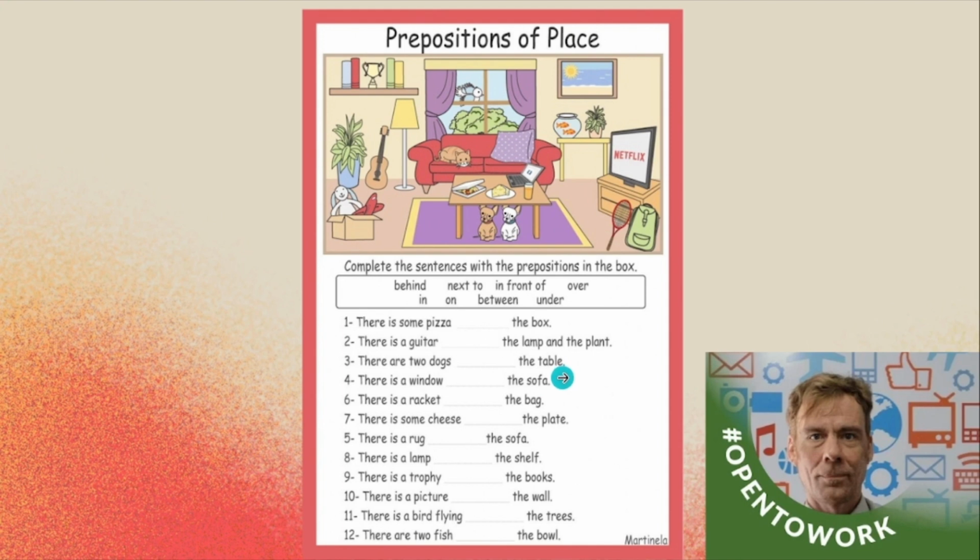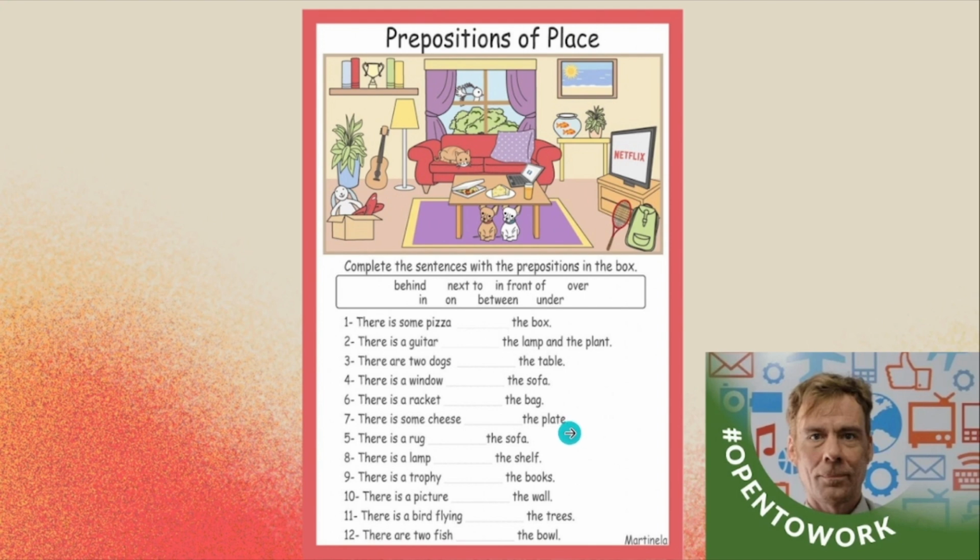There are two dogs, the table. Here's the two dogs, here's the table. The dogs are under the table. There's a window, the sofa. Here's the sofa, here's the window. So the window is behind the sofa. There's a racket, the bag. Here's the racket, here's the bag. The racket is next to the bag.